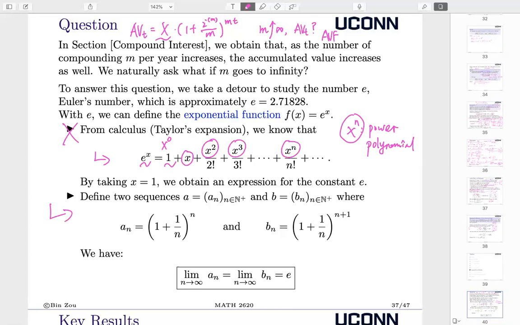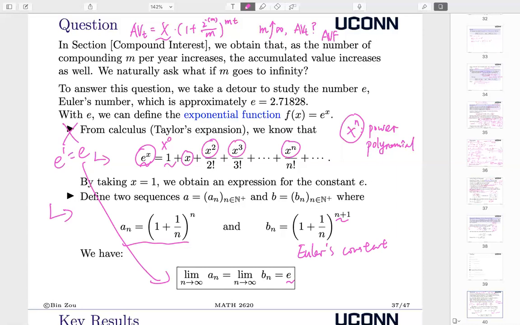Let's take a look. Define two sequences, A and B. A is defined as (1 plus 1 over n) to the power of n, and B is very similar, except the power term now is n plus 1 instead of n. We can actually show that both sequences converge, and they converge to the same number, e, sometimes called Euler's constant. This is the standard base for the exponential function, which means if you take x to be 1, e to the 1 obviously is e. So this is the limit of this sequence.